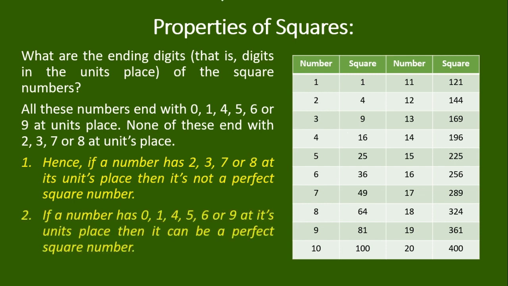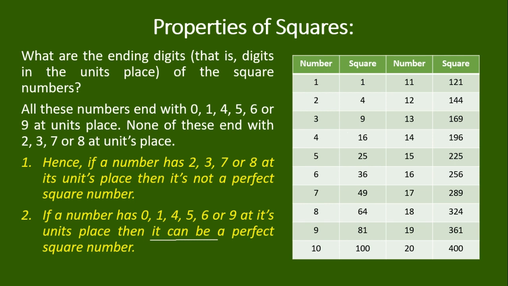Similarly, another conclusion we can draw is that if a number has 0, 1, 4, 5, 6, or 9 at its units place, then it can be a perfect square number. Remember that I'm saying the words it can be. I'm not saying that it is a perfect square number. I'm just saying that it can be, because to find a perfect square number, we have other methods. So we will check afterwards whether that number is a perfect square or not.